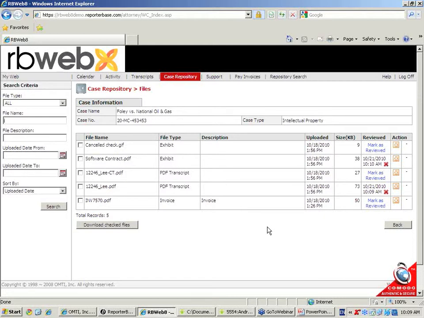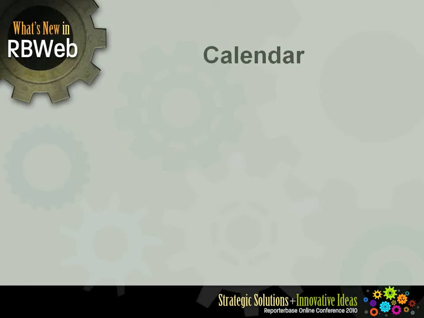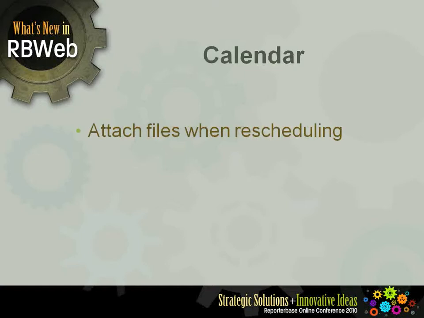Now in Calendar, for your client, when they are rescheduling the existing job, now they can attach files such as a new notice. When the date changes, obviously the secretary has a new notice that they can attach easily in the rescheduling screen. I'll show you in a minute.